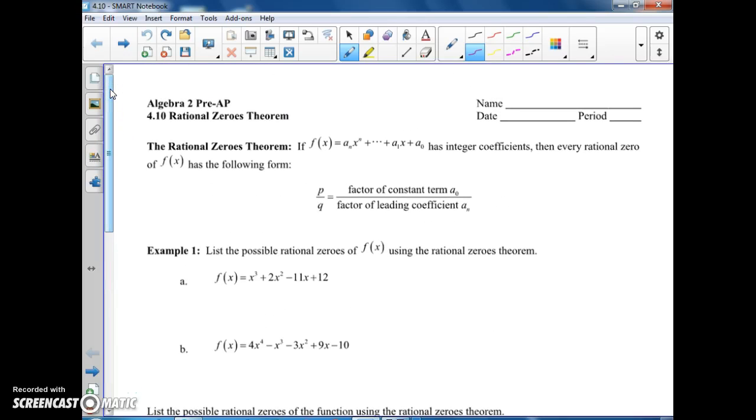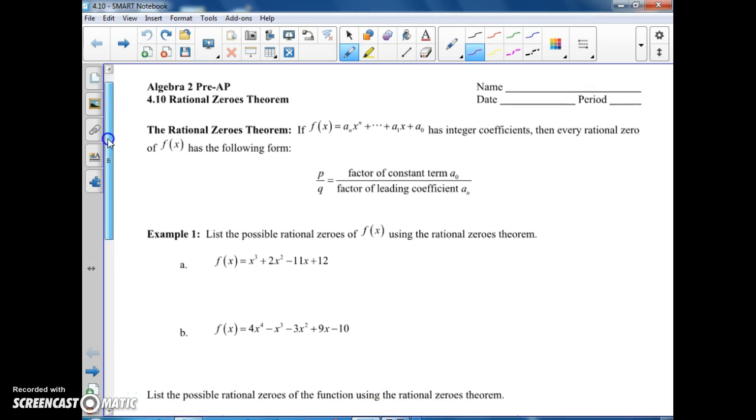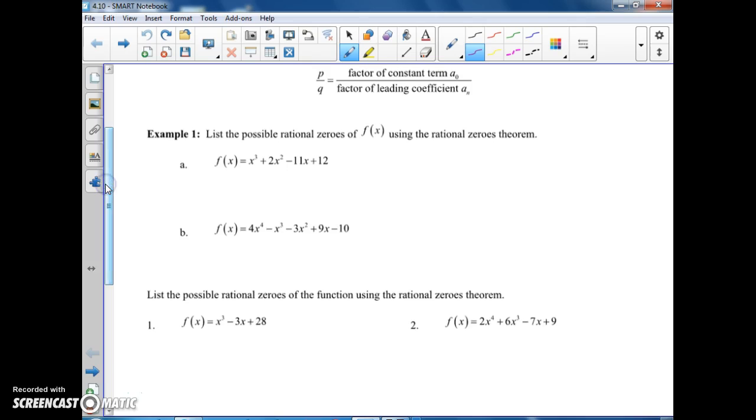So once again, 4.10 is what we're doing today with the rational zeros theorem. Once again, you take P over Q. So what is the P? What is the number? It's staring you in the face, just tell me that number. 12, that's correct. Thank you. And what's the Q? 1 is correct. So it's going to be 12 over 1, right? 12 is the last number, and 1 is the first number.